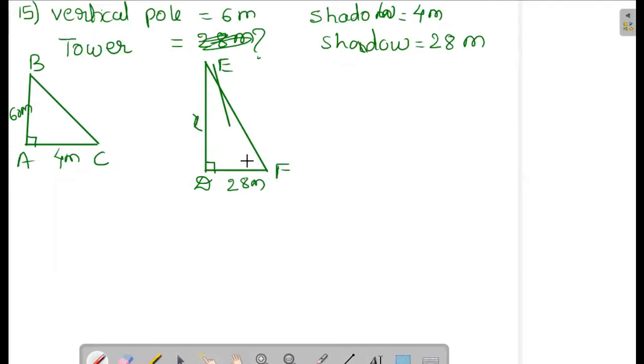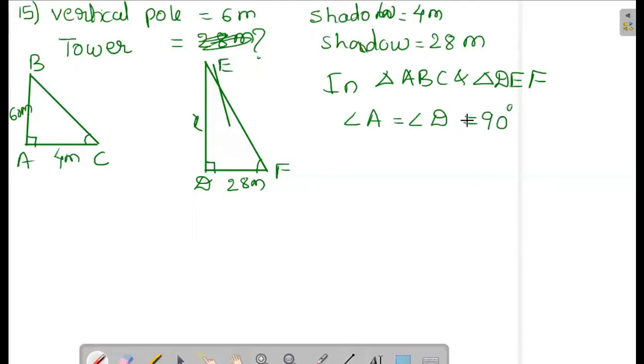Here in these two triangles, one angle is 90 degree and this angle is equal to this angle, because this is called the angular elevation of the sun. It is equal for all. By AA criteria, we can prove these two are similar. In triangle ABC and triangle DEF, angle A is equal to angle D is equal to 90 degree.